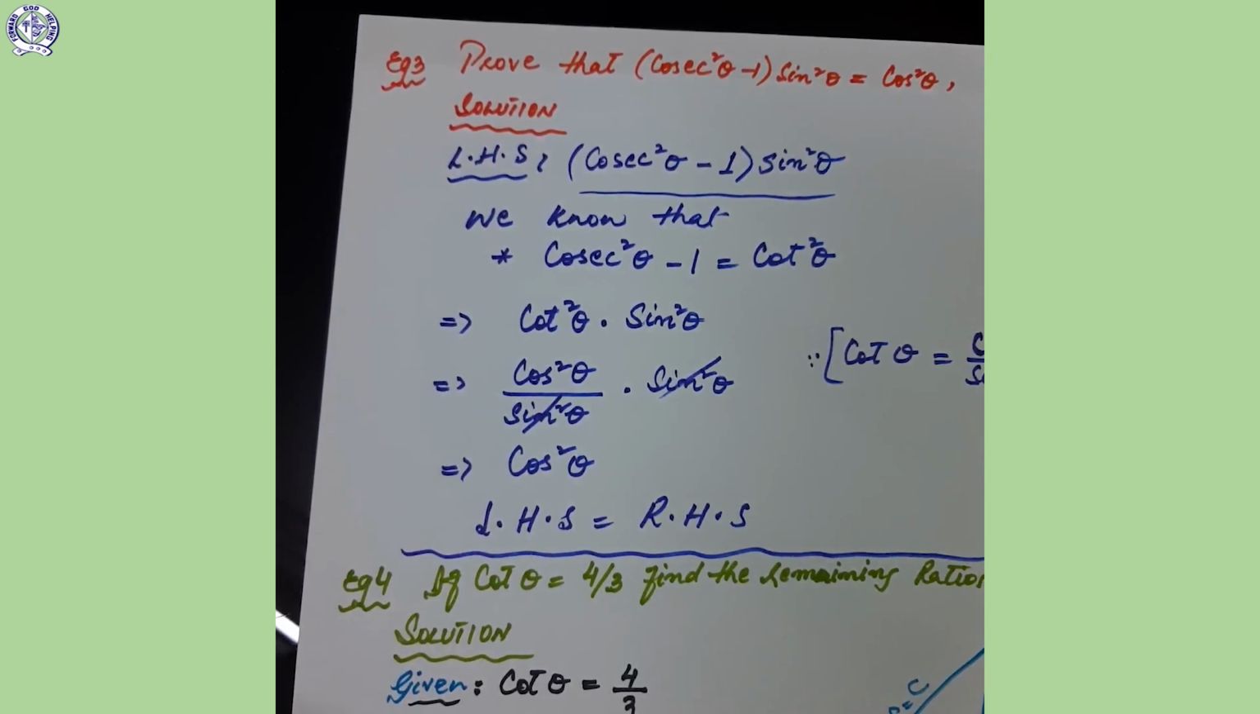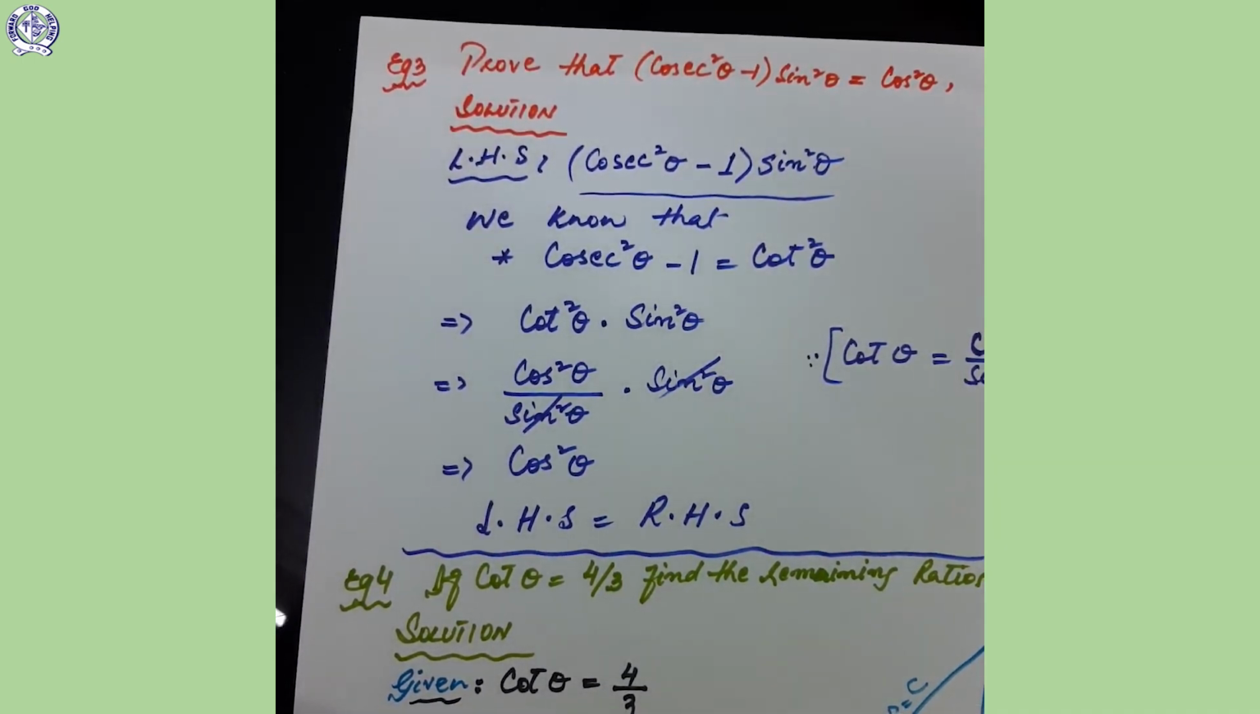This exercise is based on these identities, exercise 15.3. I'll try to do the exercise also, and you girls also try to do it. Don't do the first one, start from the second question. The second question onwards are important, and the examples you also practice.